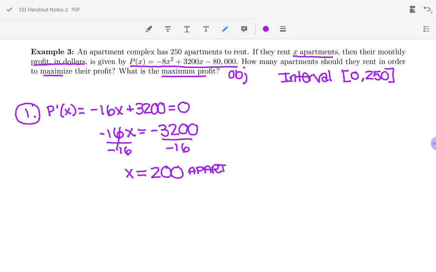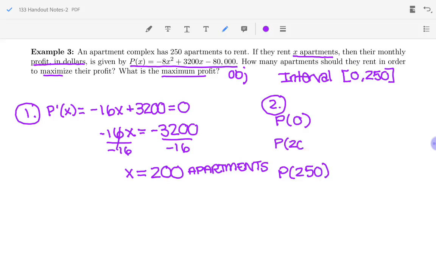So our second step is to test our endpoints and compare our critical number as long as it's in between. And 200 is in between 0 and 250, so we do have to test it. So my second step is to plug in P of 0, my lower bound, P of 250, my upper endpoint, and P of 200, the critical number that ends up being in between.